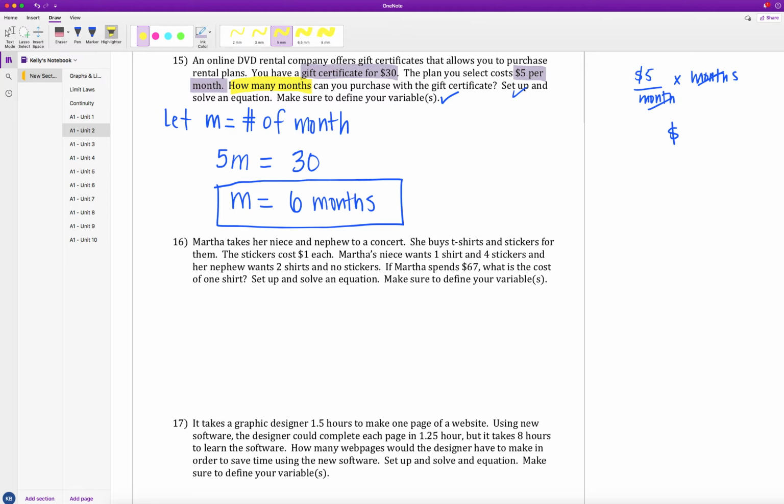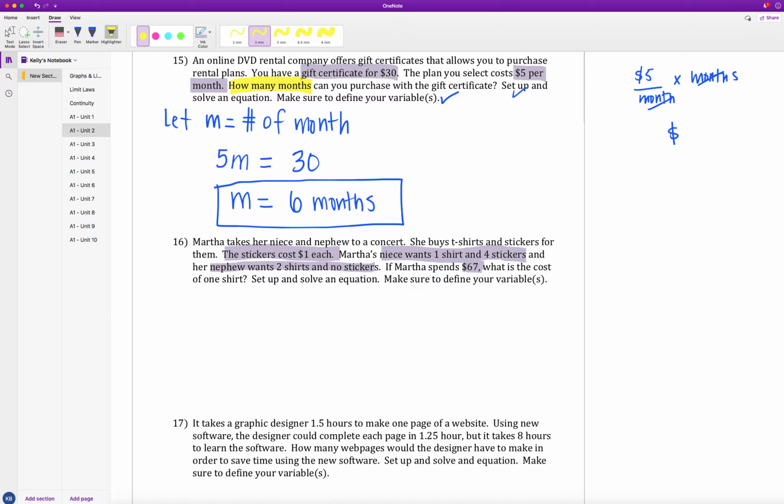So we're going to go ahead and highlight in purple the information that we were given. So the first thing we know is that stickers cost $1, so we know how much stickers are. Martha's niece wants 1 shirt and 4 stickers, and her nephew wants 2 shirts with no stickers. We also know that her total that she spent is $67.